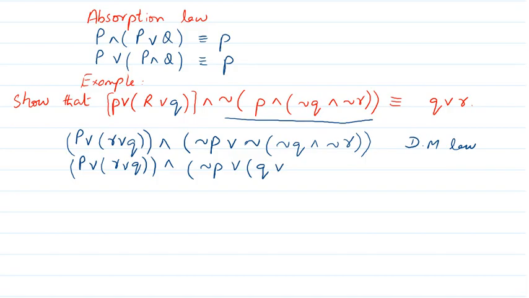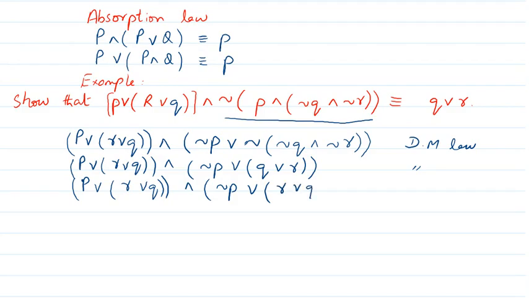or R. Both the negations will definitely be removed here, again by applying De Morgan's law. Now P or R or Q, and not of P or, can I write it like R or Q? Definitely I can write it. How? By making use of the commutative law.